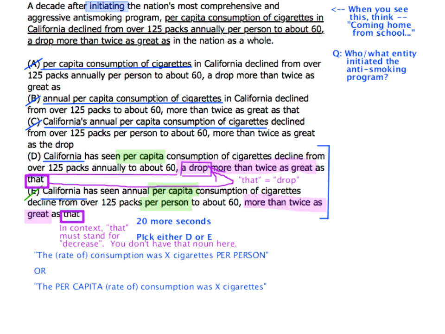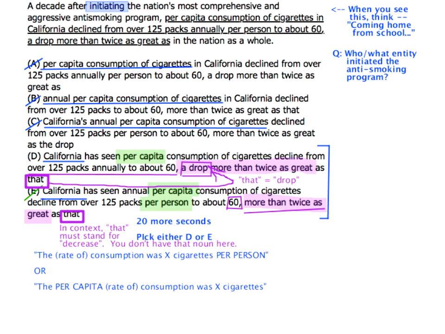And then the other problem is, again, more than twice as great seems to suggest that the number 60 itself, which is the number of cigarettes that people are smoking in California, makes you think that people in the rest of the U.S. are smoking less than 30 packs, which is kind of not what the point of the sentence is.